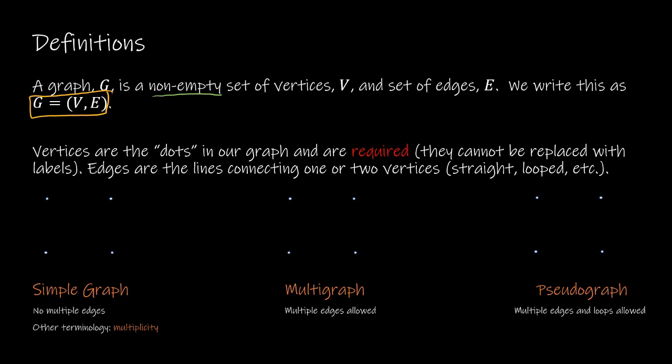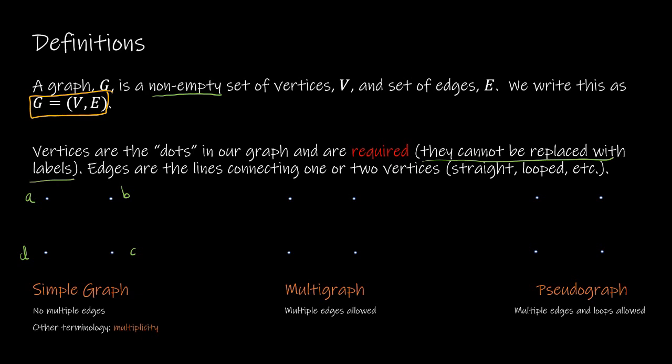And a vertex is just the dot. So there's an example of a vertex. Now, these should be labeled. A, B, C, D, we'll just use those. Typically they're lowercase letters or an actual label depending on what it is the graph is depicting. One thing I want to point out before we start talking about more terminology is that the vertices are the dots and they cannot be replaced with labels.